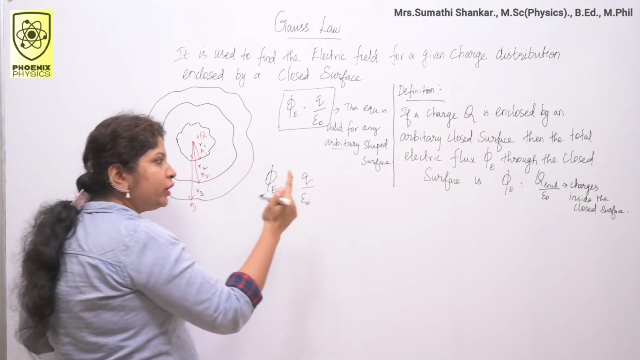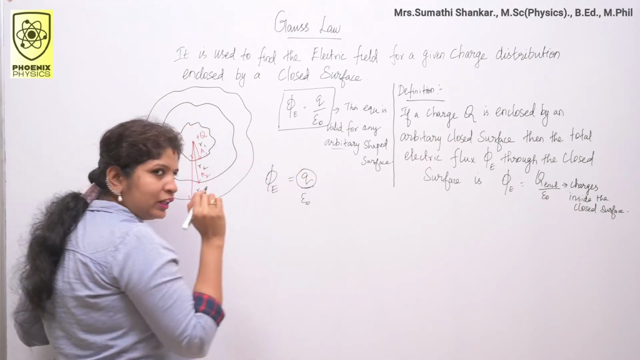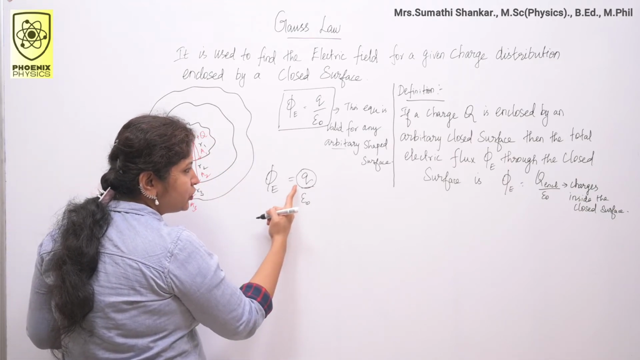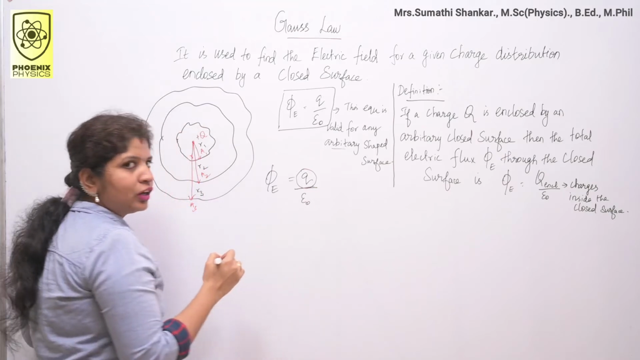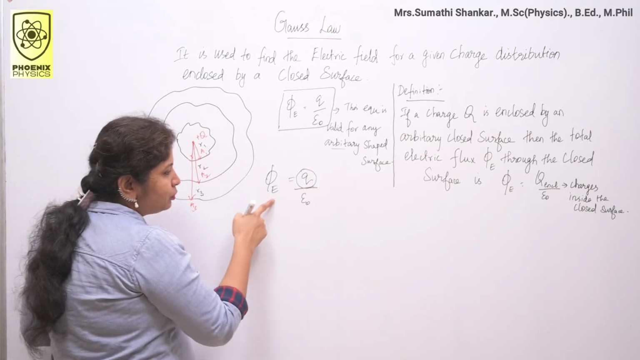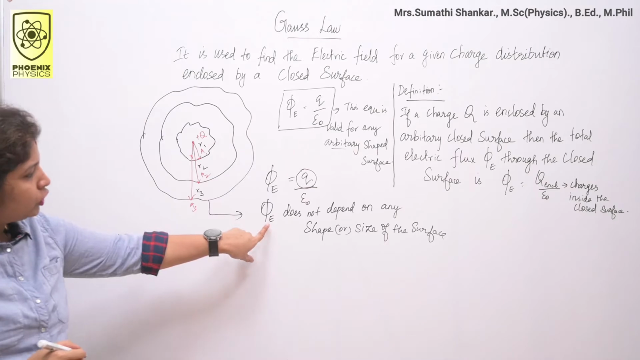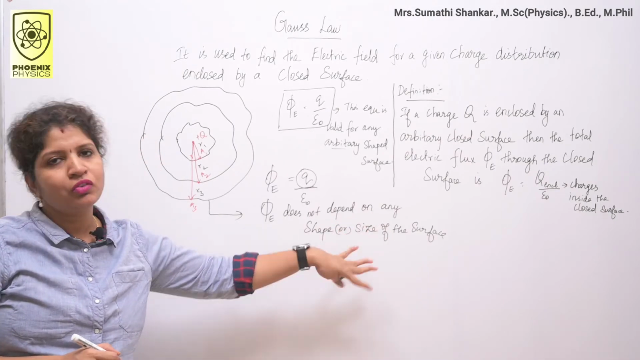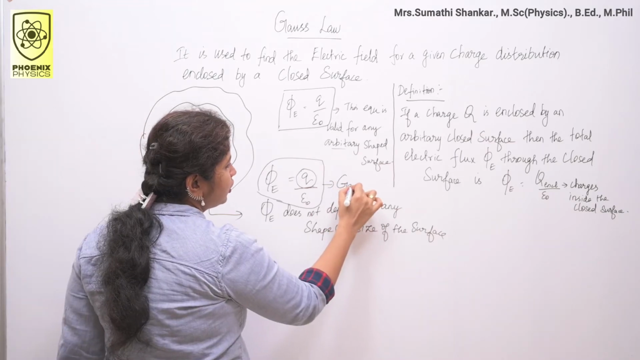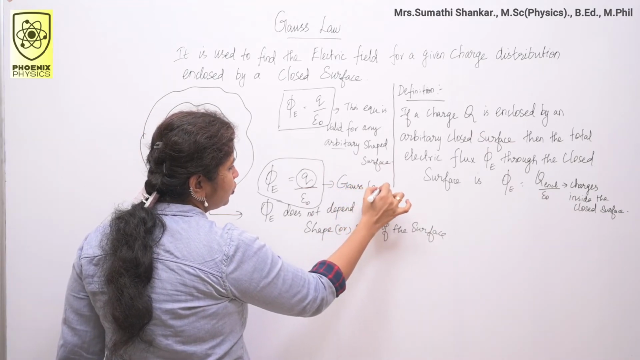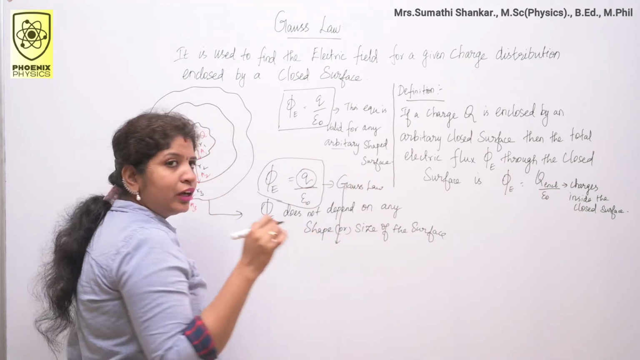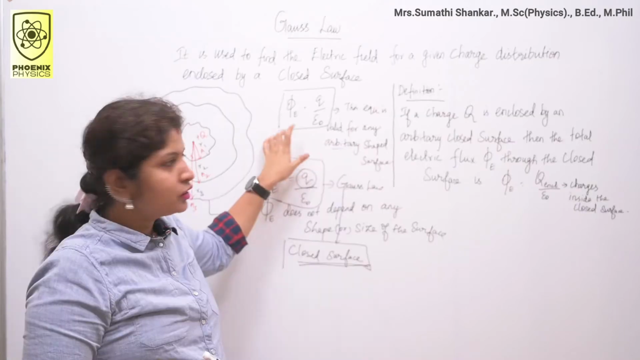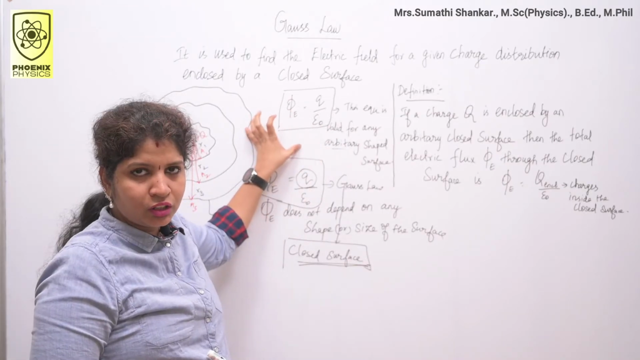It depends only on the Q value. That is why I said for this diagram, the total flux phi is equal to Q by epsilon naught alone. From this we can conclude that the total flux does not depend on any shape or size of the surface. This is Gauss law. So Gauss law is applicable only for the closed surface. This is our Gauss law's expression.